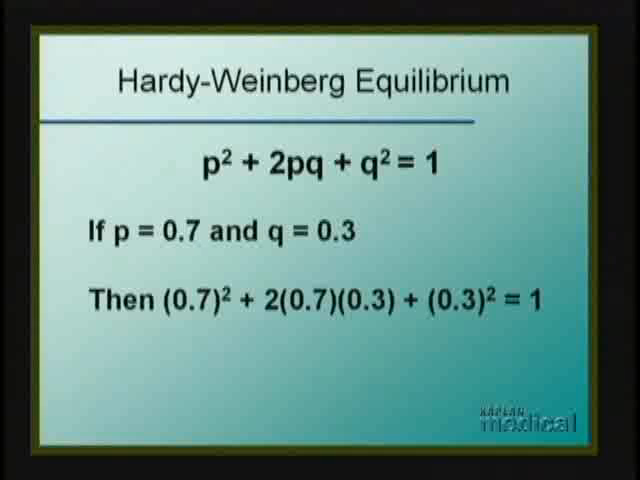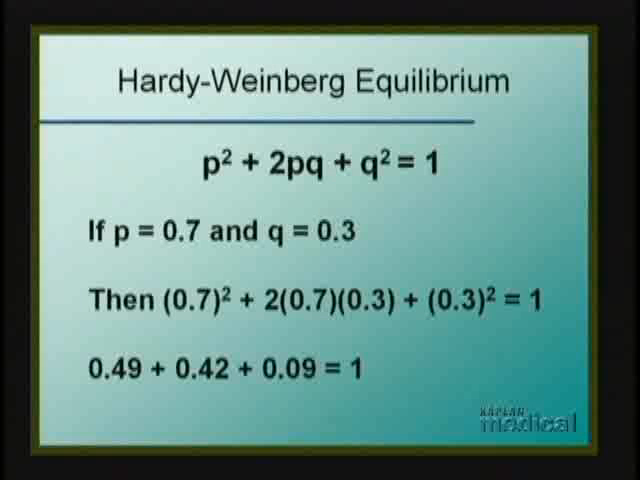So if we plug those numbers for P and Q into the Hardy-Weinberg equation and then grind through all the math, what comes out at the bottom is this: 0.49 plus 0.42 plus 0.09 equals 1. You should recognize those as being the three genotype frequencies that we had just calculated a few minutes ago. So this is simply a demonstration that using the Hardy-Weinberg equation, if we know the allele frequencies, we can calculate the genotype frequencies in a population.